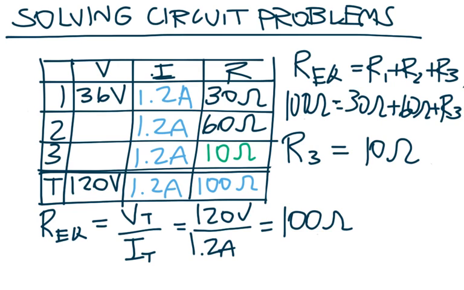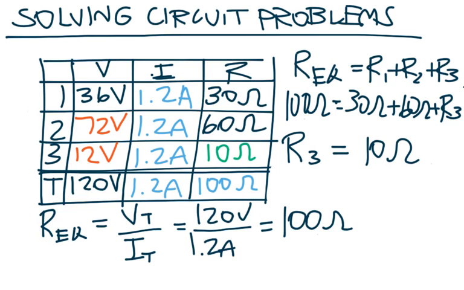Now, the nice thing about this, too, is that you can double-check your work. We know that as R equals V over I, V equals IR. I can do that for the individual resistors for 2 and for 3. So 1.2 times 60, that's 72 volts. And 1.2 times 10 is 12 volts.